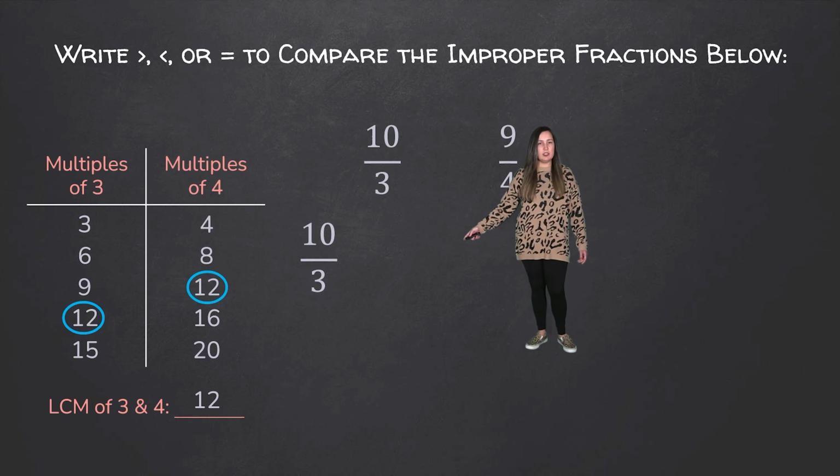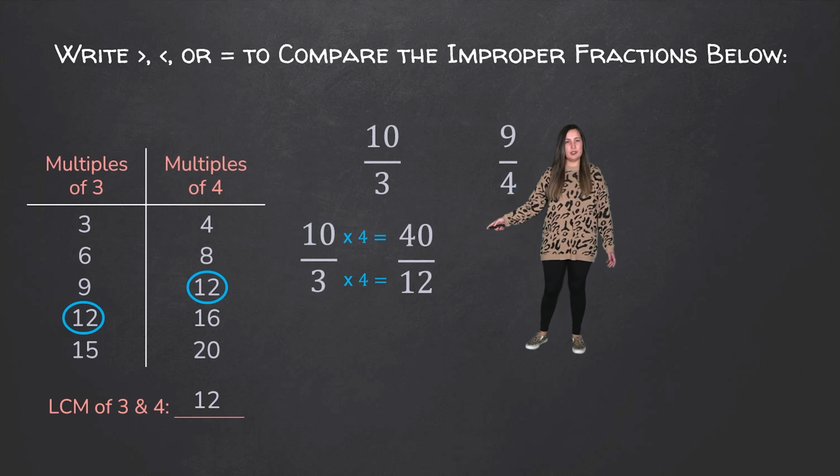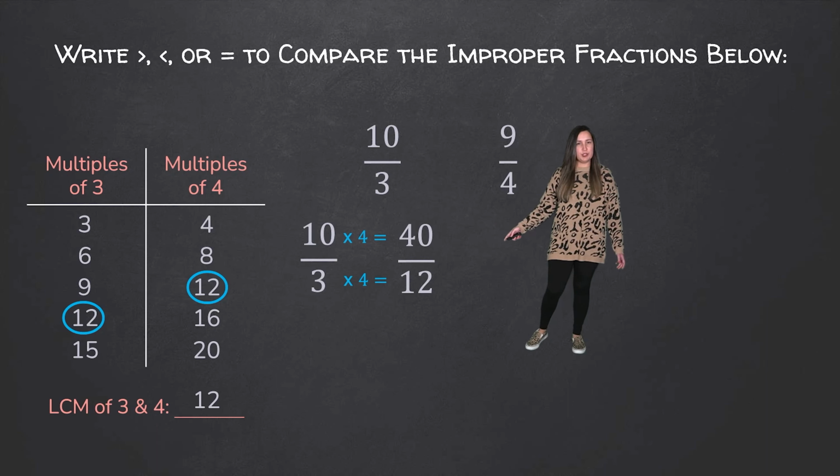So we're going to take our denominator of 3 and multiply it by 4 in order to get a denominator of 12. Whatever we do to the denominator, we do to the numerator as well. 10 times 4 is 40. 3 times 4 is 12.